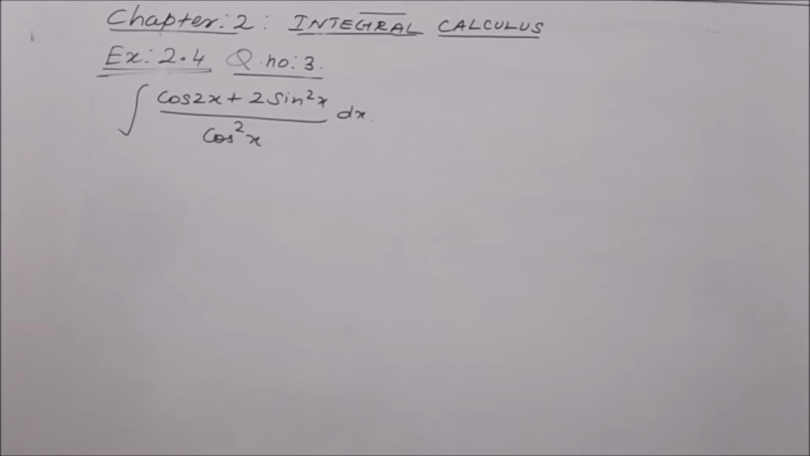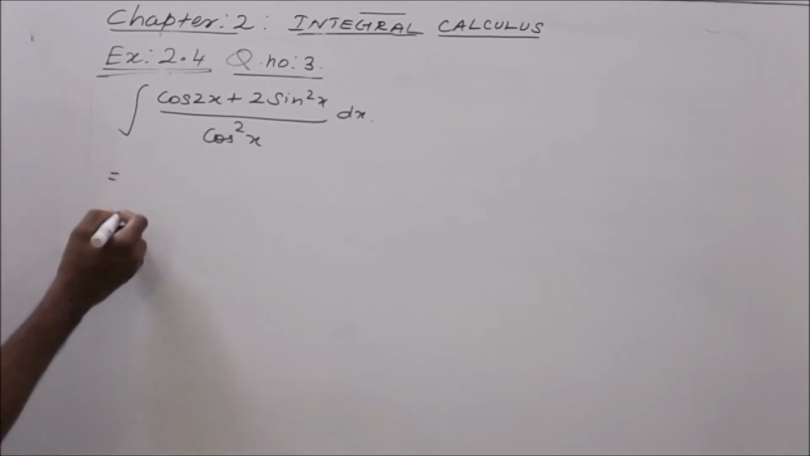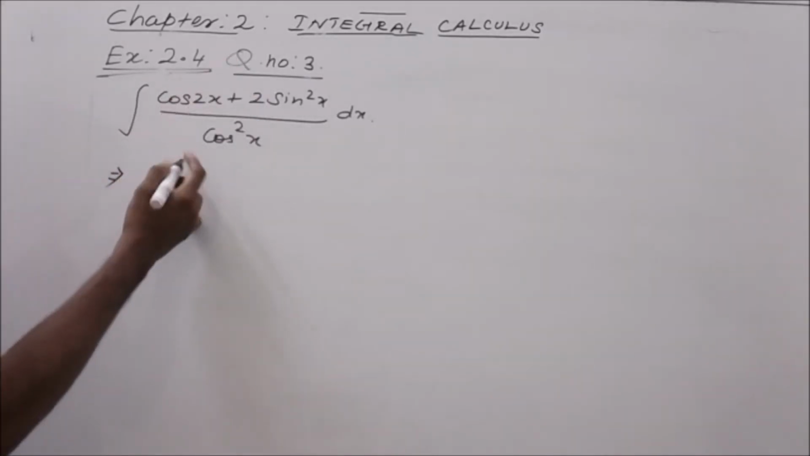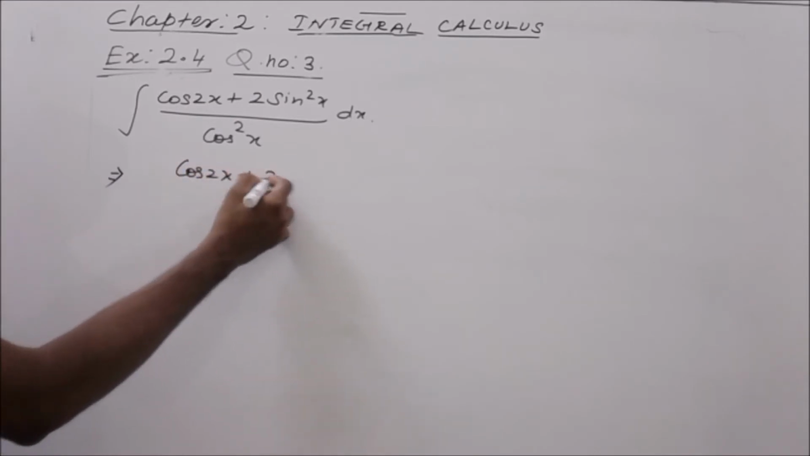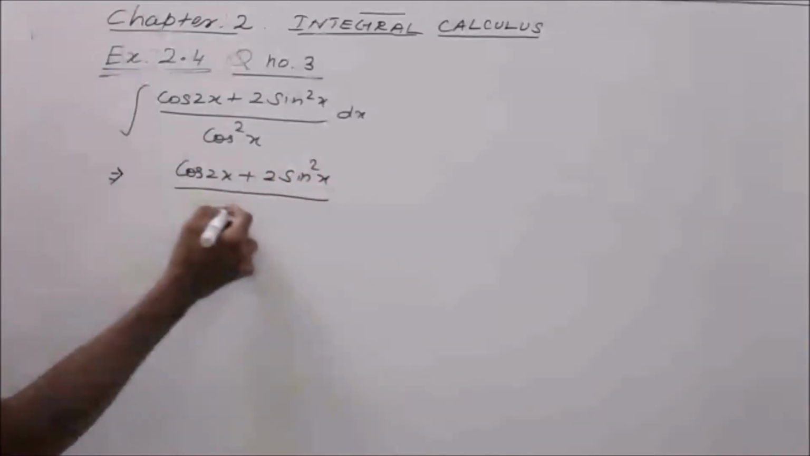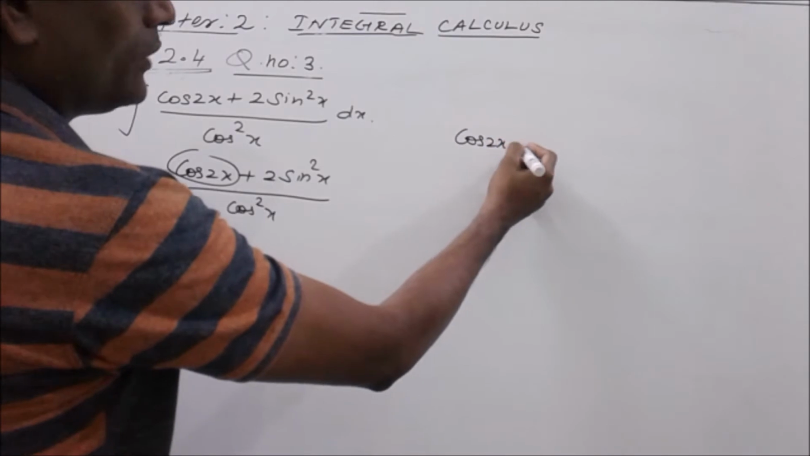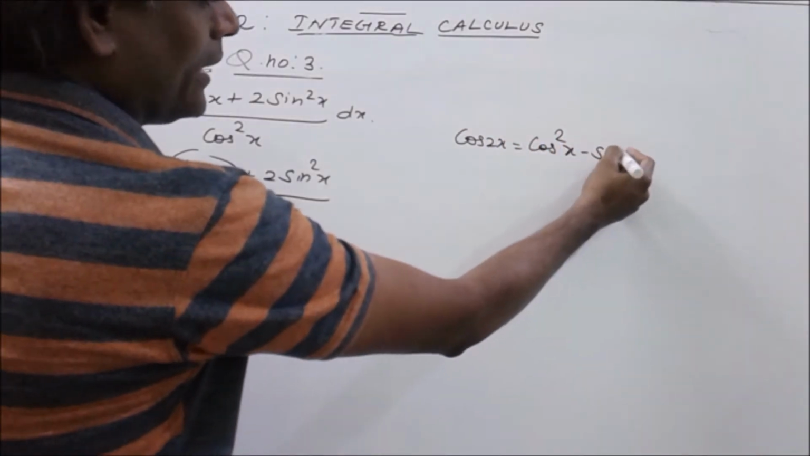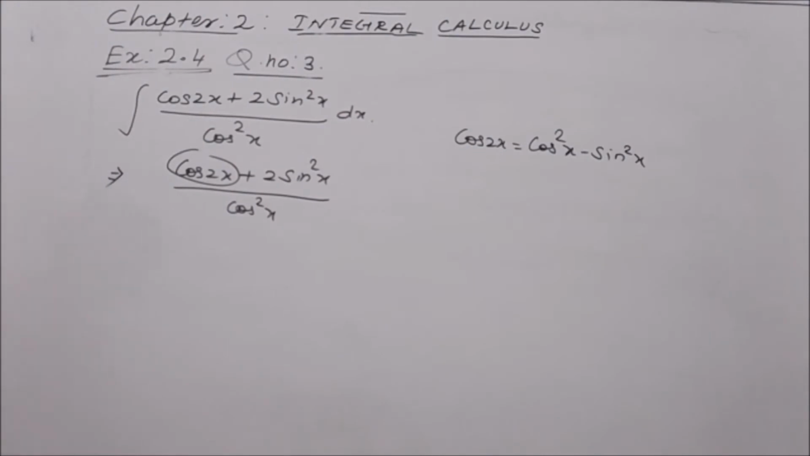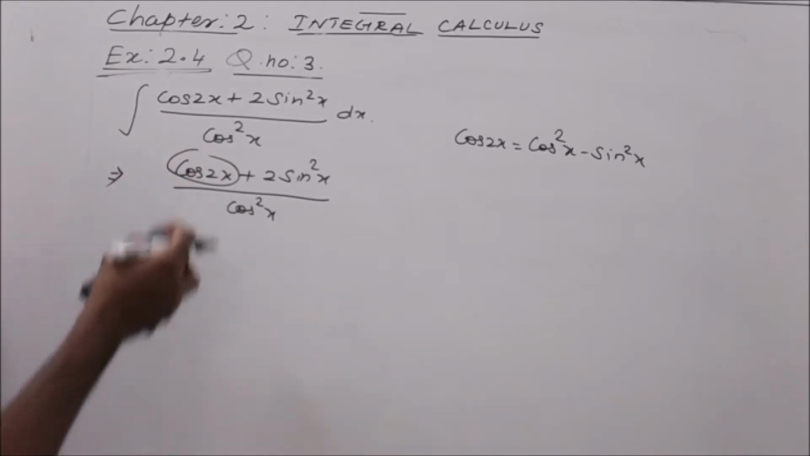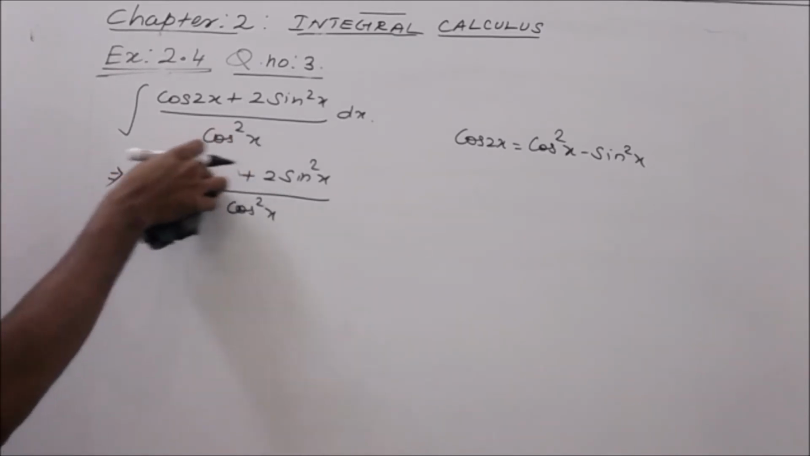So think of it here: I have given one formula, cos 2x. It is in terms of cos square x minus sin square x. Substitute here, you can easily simplify it. Taking the term here, (cos 2x plus 2 sin square x) by cos square x, this cos 2x will be equal to cos square x minus sin square x. We have the formula cos 2x means cos square x minus sin square x. So substitute in its place, replace cos 2x by cos square x minus sin square x.